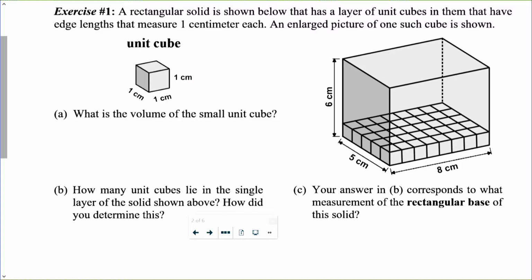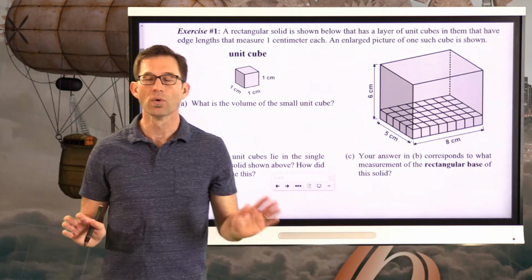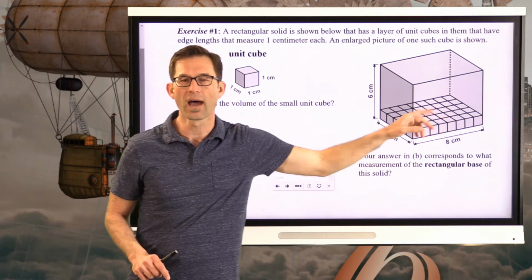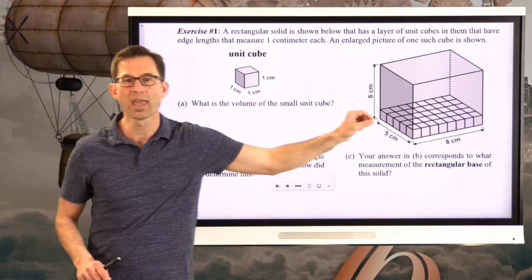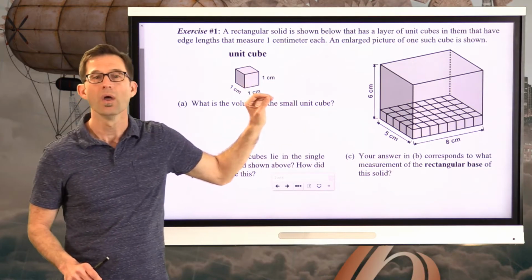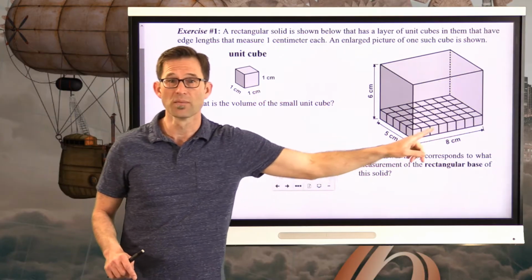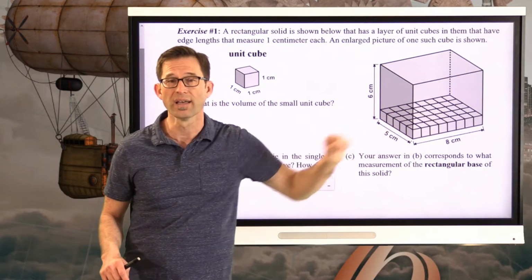A rectangular solid is shown below that has a layer of unit cubes in them that have edge lengths that measure 1 centimeter each. An enlarged picture of one such cube is shown. Letter A, what is the volume of the small unit cube? All right, so just a few things. All of these cubes that you see down here are really one of these. I've just taken one of them and kind of blown it up. So as we say, it's not to scale. This is supposed to be the same size as one of these little guys down in here.